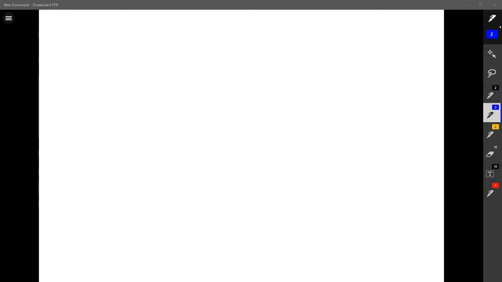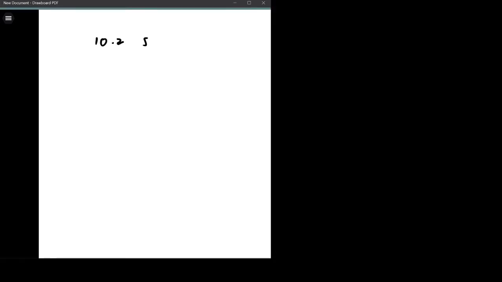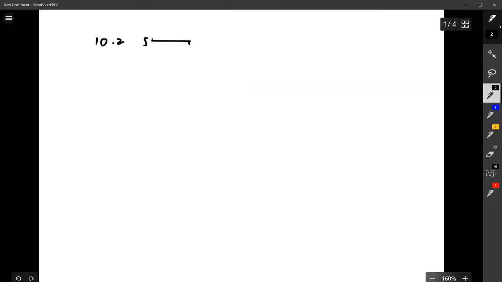Algebra 1, Lesson 10.2. This is called Simplifying Radical Expressions. So here's what we have going on. All right, so first label, this is 10.2, simplify, oops. One of these days, I'm not going to have a problem like that at the top of the page.